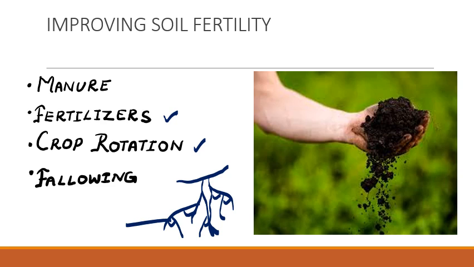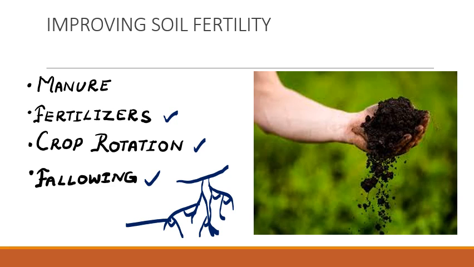Next measure is fallowing. In this method, a field is allowed to regain its nutrients naturally just by leaving it free for one or more seasons. Nothing is being grown on that particular field and it is left as such without any crop. Organic matter like dead plants and animal remains that collect in the field are decomposed by microbes which are already present in that field. Thus, the nutrients are returned to the soil.